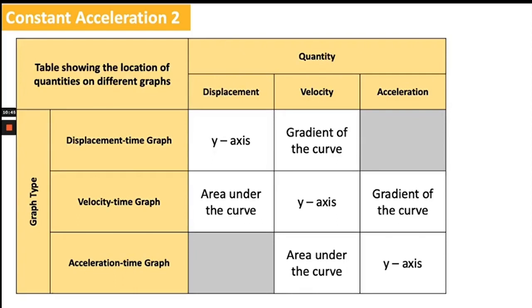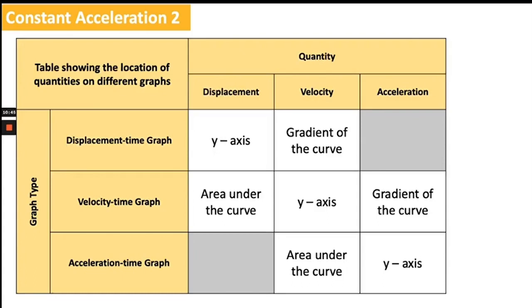Okay, so just want to show you a table here that will help to clarify some of the different types of graphs that we're going to look at or have looked at. We have our displacement time graph, that was last lesson, velocity time graph, this lesson, and an acceleration time graph for those of you who get to some extension work. The quantities that we have are displacement, velocity, and acceleration. For all of these graphs, time is going to be the x-axis.